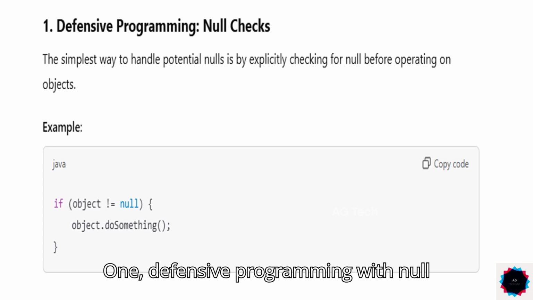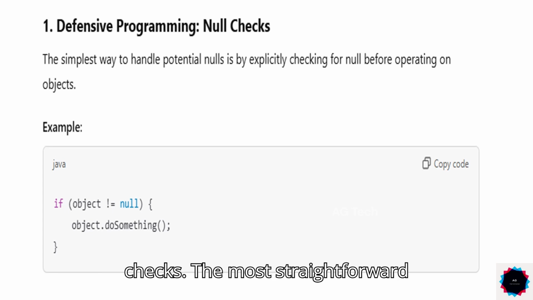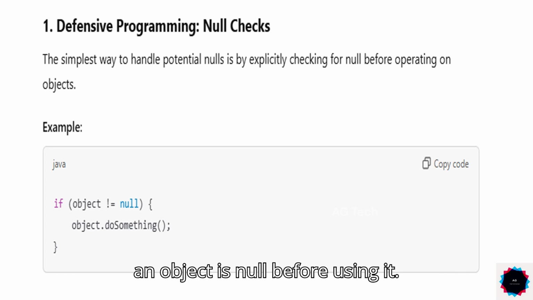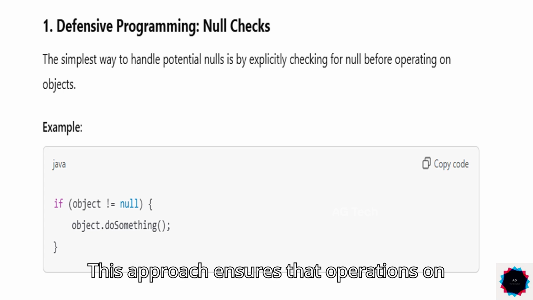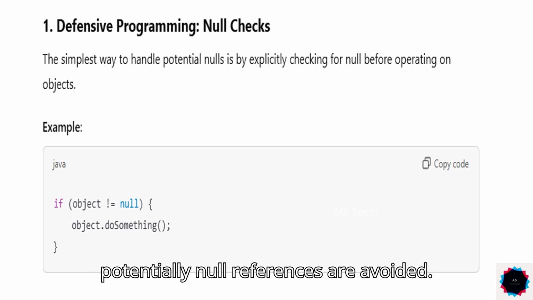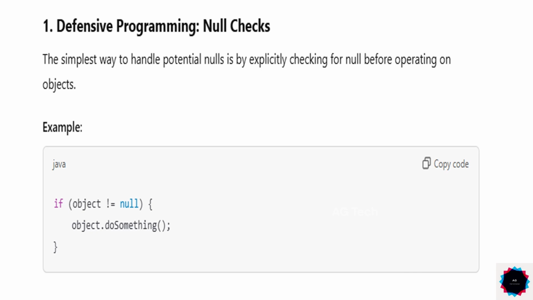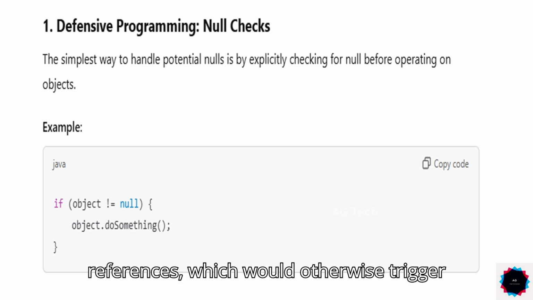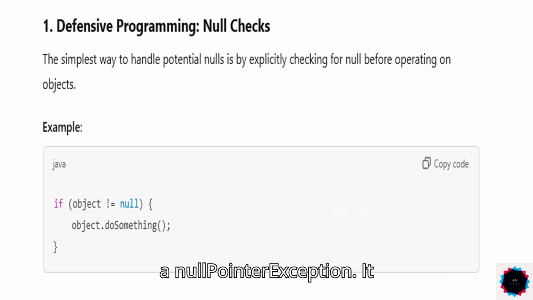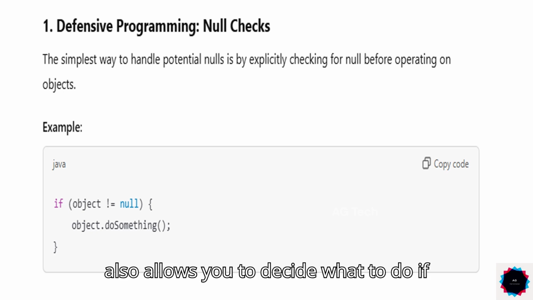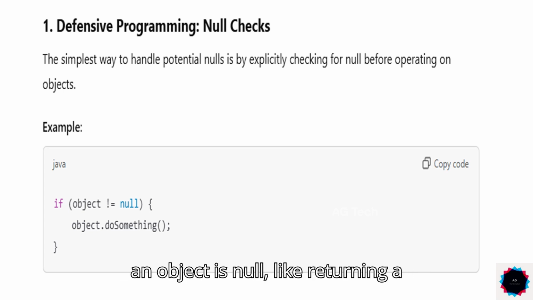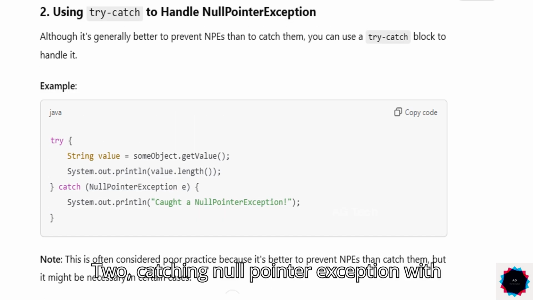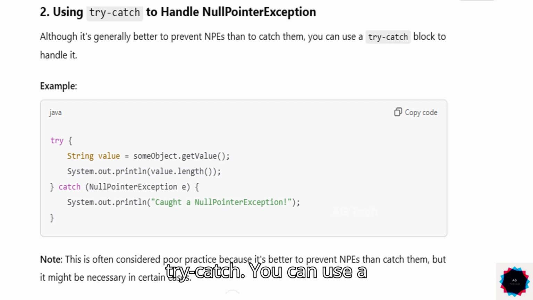1. Defensive programming with null checks. The most straightforward approach to prevent a null pointer exception is to check whether an object is null before using it. This approach ensures that operations on potentially null references are avoided. By checking if an object is null, you can prevent methods from being called on null references, which would otherwise trigger a null pointer exception. It also allows you to decide what to do if an object is null, like returning a default value or skipping the operation.